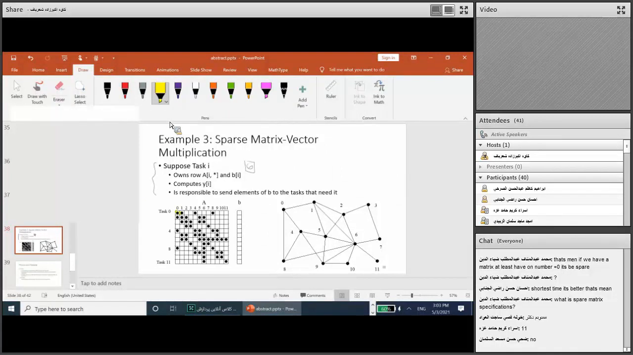Task 0 stores these non-zero entries, and task 0 only has element 0 and B0. Task 1 only has element 1 and B1. Task 2 only has element 3 and B3. Each task just owns row AI and BI. Okay?